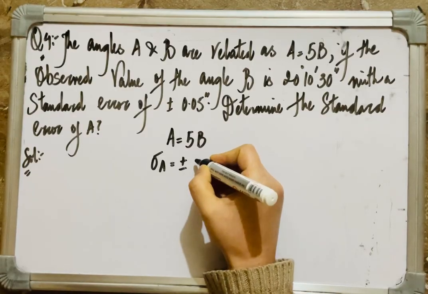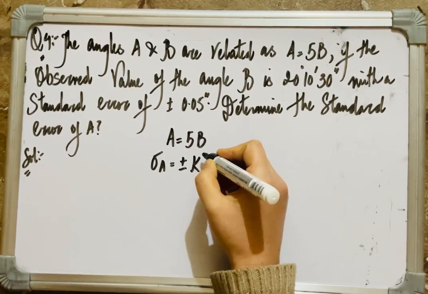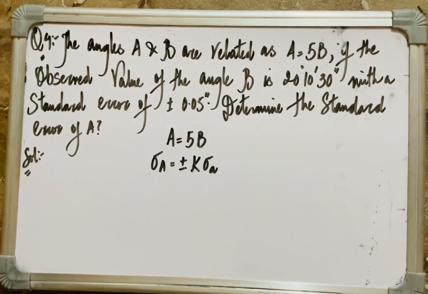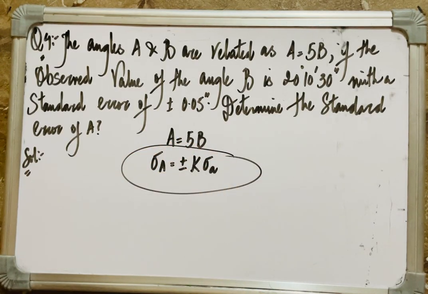By the general relation, plus minus K times sigma A. As we have already studied during propagation of errors, if a computed quantity is equal to an observed quantity multiplied by a constant K, the standard error of the computed quantity is equal to the standard error of the observed quantity multiplied by the constant K. This is the general relation.